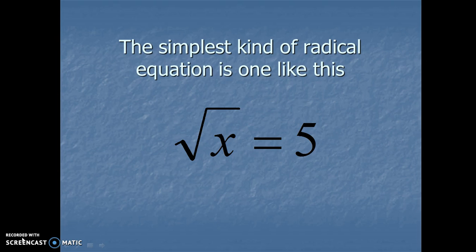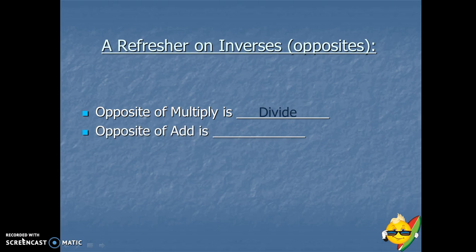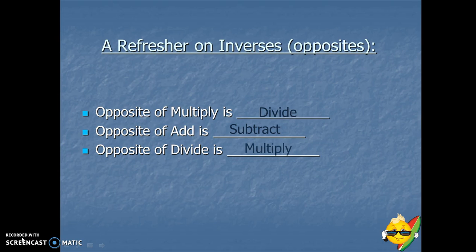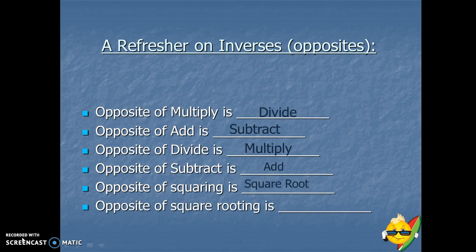Okay, before we move on, let's do a little review or refresher on inverses or opposites. So when we solve equations, we know that the opposite of multiply is divide, the opposite of add is subtract, the opposite of divide is multiply, the opposite of subtract is to add. The opposite of squaring is square root, and we did that when we solved quadratics. And now we're going to do the opposite of square rooting, which is squaring. Alright?